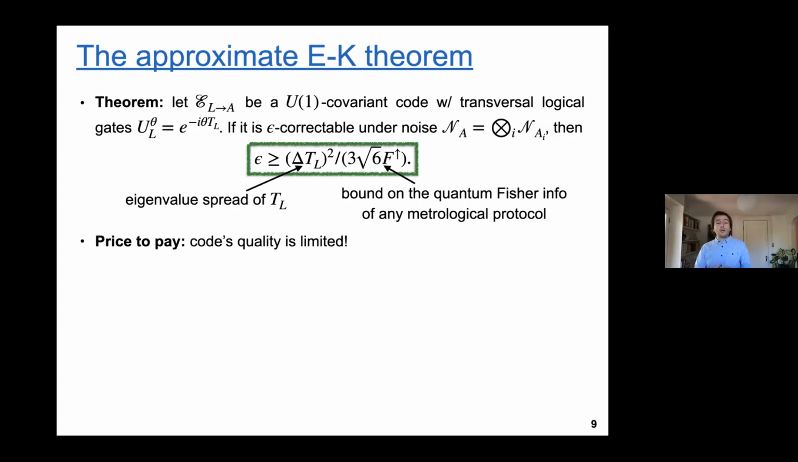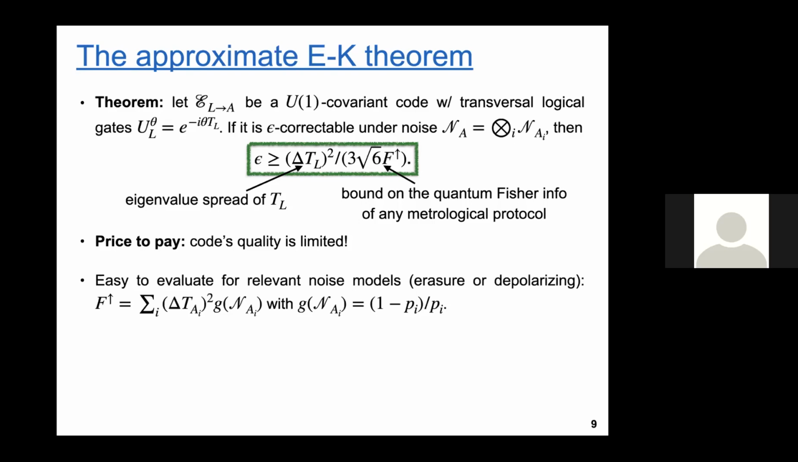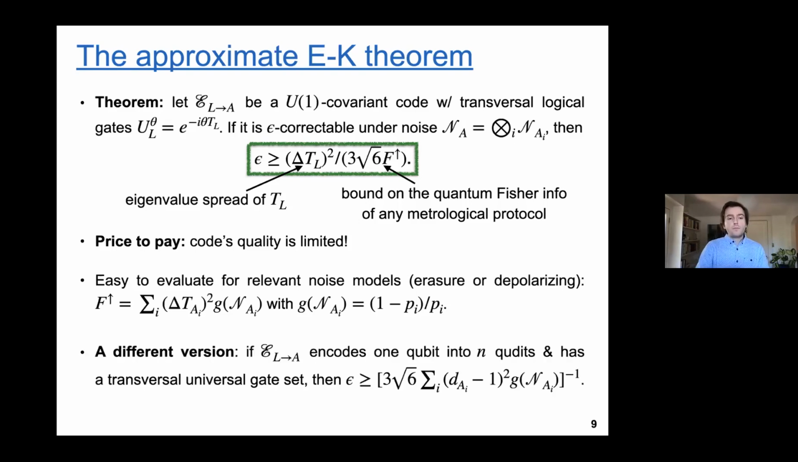So how should you think about this theorem? Namely, there's a price to pay. The code's quality is limited. And I would like to emphasize that this bound is easy to evaluate for many relevant noise models, including the erasure and the depolarizing channel. And here's the formula for it. Also, I would like to emphasize that this theorem can be cast in a different way. We can have a different version of it. We can say that if our code encodes one qubit into n qubits and has a transversal universal gate set, then epsilon is lower bounded by some quantity which depends on the dimensionality of the local Hilbert space.